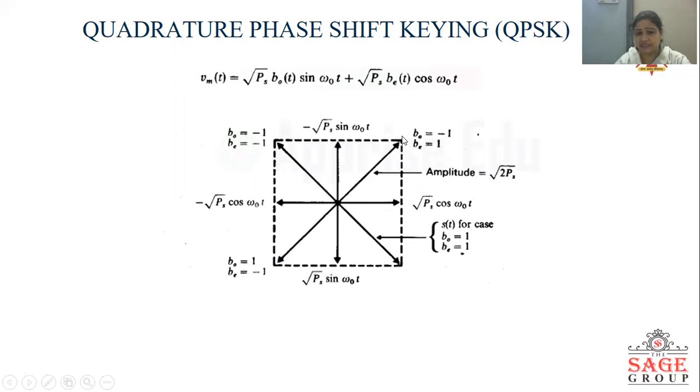So here we can see that the phase difference between two signals is 90 degrees. That means whenever there is a change in the symbol, there is a phase difference of 90 degrees. Again, there is a phase difference of 90 degrees.